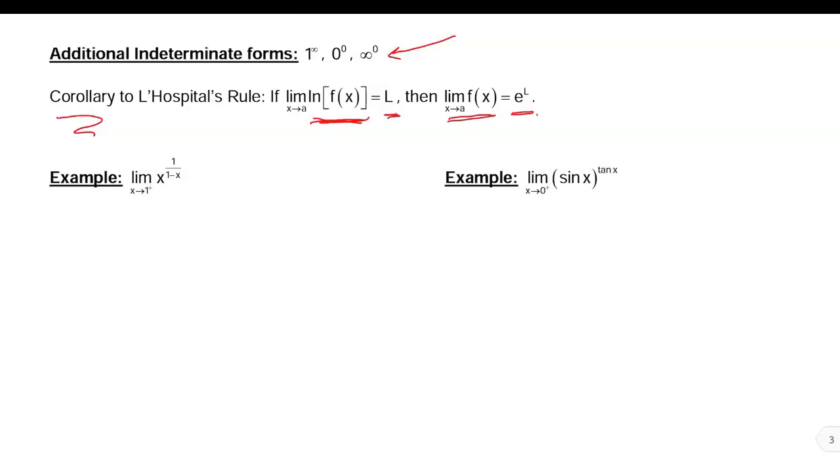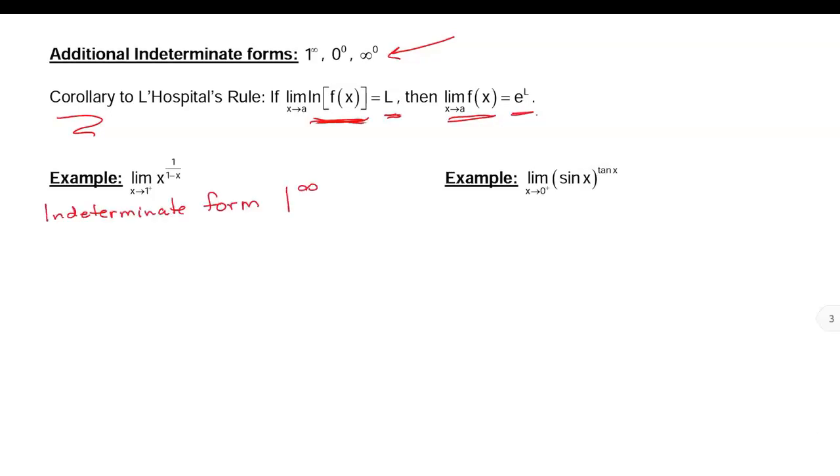I'll show you. The first example, if we were to evaluate this x to the 1 over 1 minus x, we would be looking at x to the 1 over 0. And the 1 over 0 is going to take us to an infinity, because when you have 0 in the denominator, you're going to an infinity. You have a vertical asymptote. This is indeterminate form, 1 to the infinity.